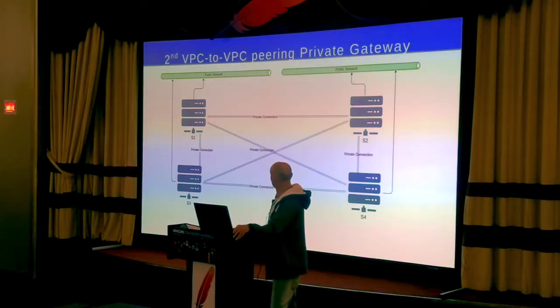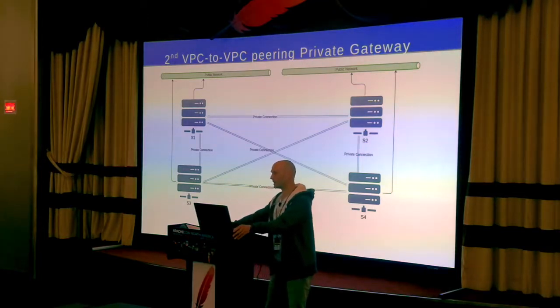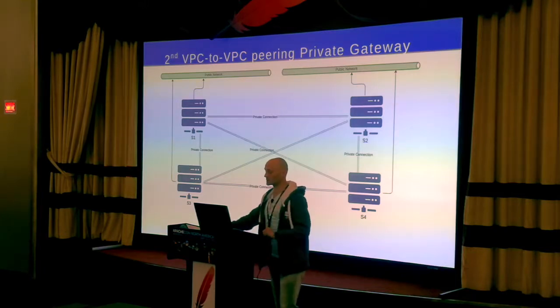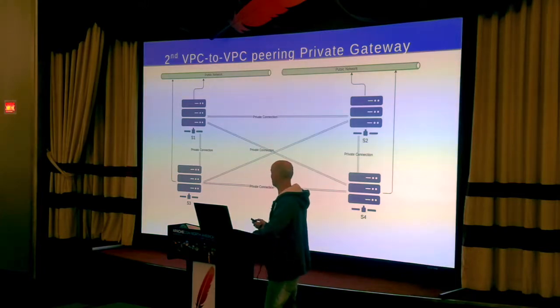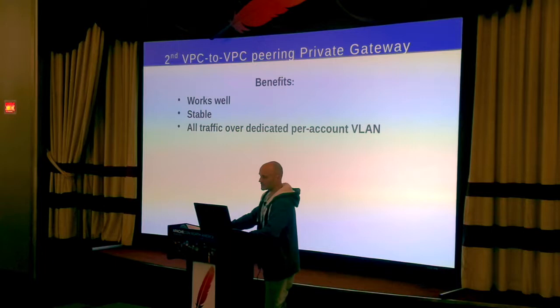So we need 6 private connections. And since you need to set up a private gateway on each side of the connection, you actually need 12 private gateways. Next, I'll show you the benefits before I start highlighting the shortfalls of using the private gateway. So the benefits of this approach is that it works well.